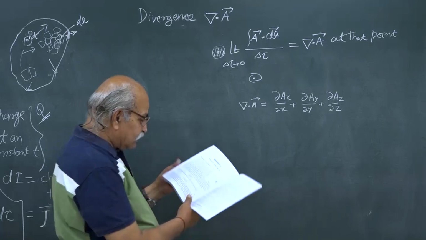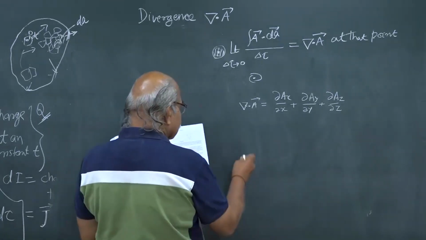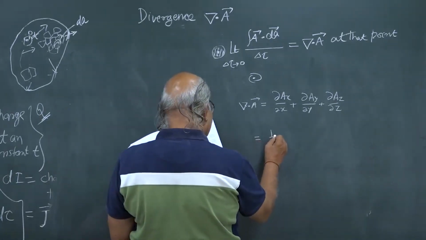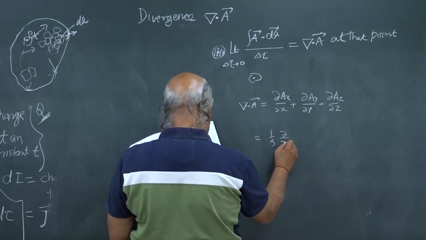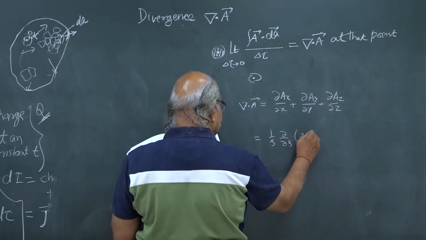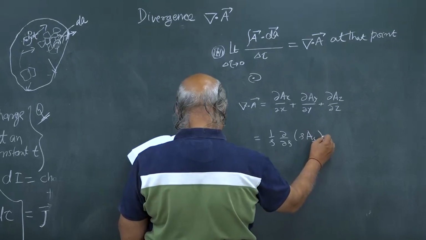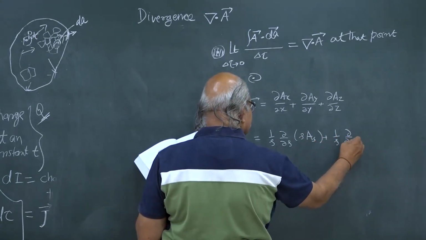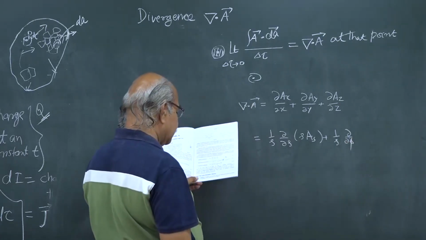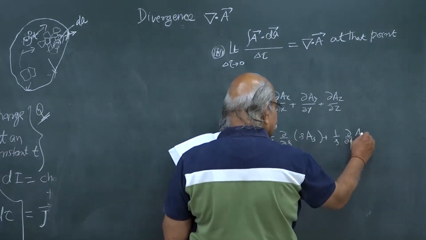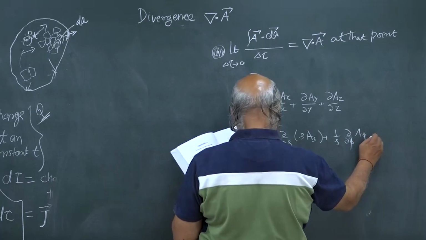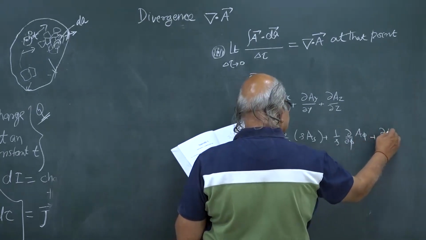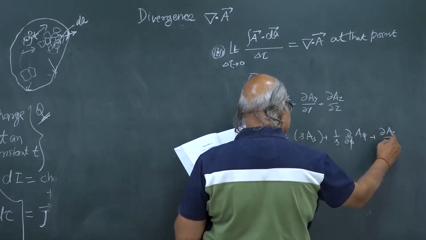and if you are using cylindrical coordinates, then it is 1 over S del S of S A_S, plus 1 over S del A_phi del phi, and plus del Az del Z.